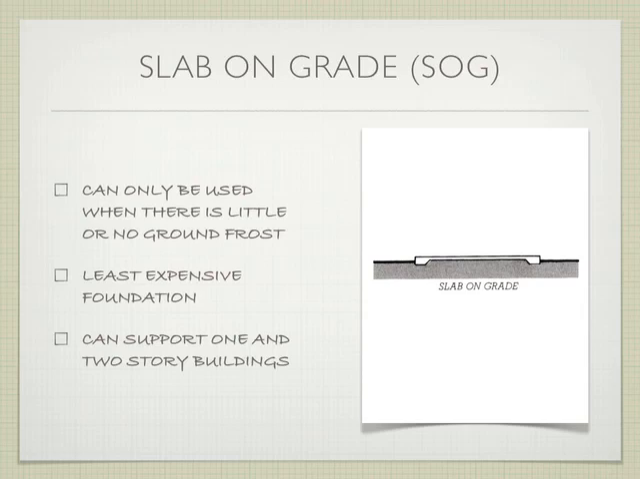So moving from column footings and wall footings, now we're going to talk about what's called a slab on grade, which is exactly what we're standing on here. A slab on grade can only be used when there is little or no ground frost. So we would not want to make a slab in, say, Alaska. Bad idea. The ground freezes, which can cause problems.